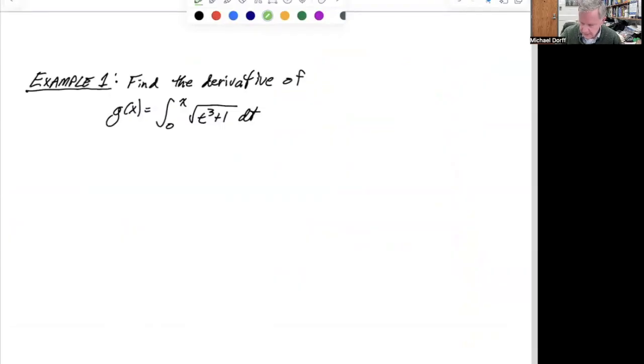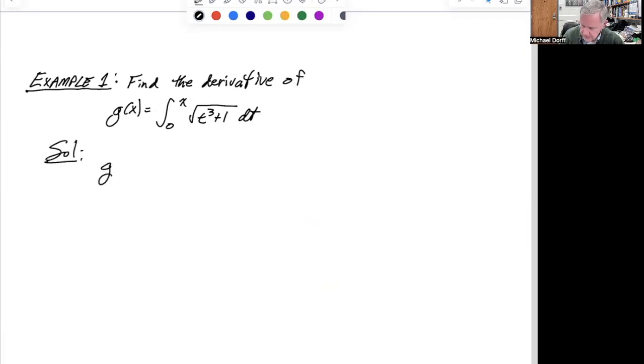Okay, so let's look at how to apply this to some specific examples. Here I've got this problem. It says find the derivative of g. Now g represents an integral. Remember that an integral is like area under the curve. So I'm taking the derivative of an integral. Let's look at the solution.